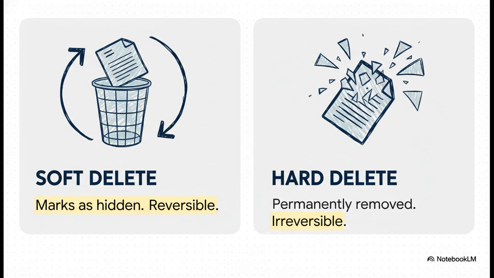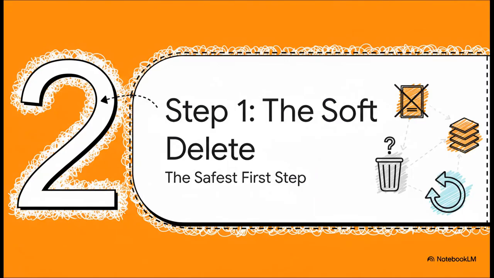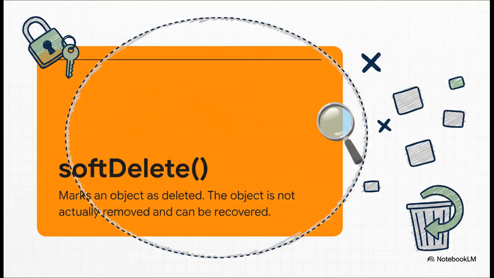Okay, so let's zoom in on step one, the soft delete. This should be your go-to, your first move. It's all about marking an object for deletion, which gives you that all-important window to change your mind before things get, well, permanent. And the command that makes this happen is, you guessed it, softDelete. That's the star of the show for this first step. All it really does is put a little flag on an object saying, hey, this one's slated for deletion. But the key thing is the object is still there in the database, just kind of hiding, waiting for you to make the final decision.